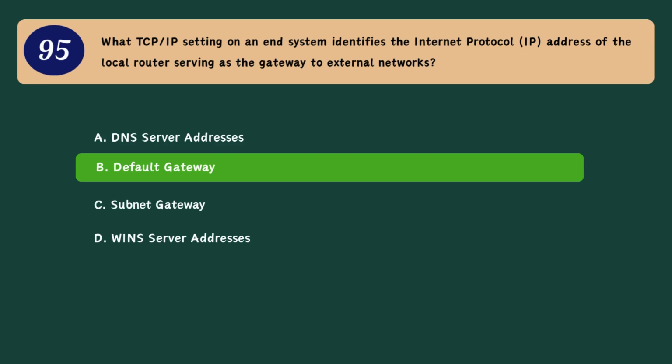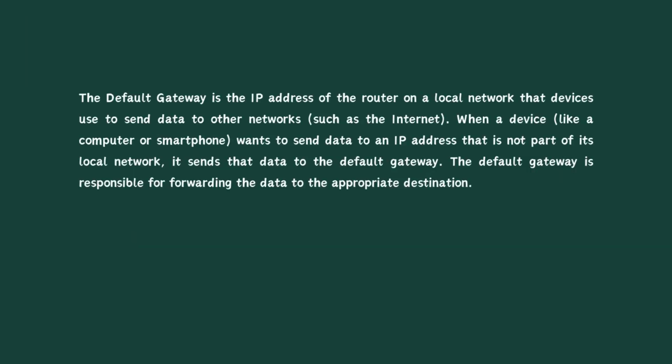Correct answer. B. Default gateway. The default gateway is the IP address of the router on a local network that devices use to send data to other networks, such as the Internet. When a device, like a computer or smartphone, wants to send data to an IP address that is not part of its local network, it sends that data to the default gateway. The default gateway is responsible for forwarding the data to the appropriate destination.